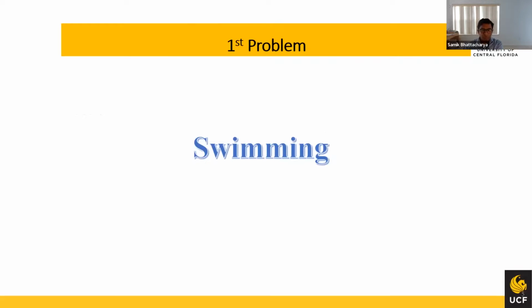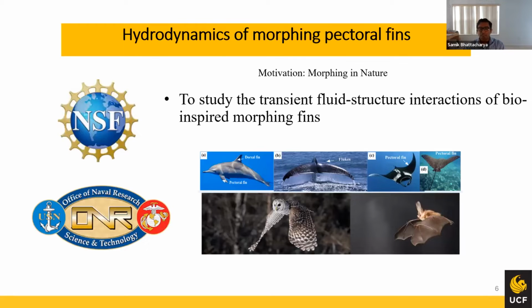The first problem I'm going to talk about is related to swimming. This project started with funding from the Office of Naval Research, and I'm continuing it with my current NSF CAREER grant. Here our focus is to study the transient fluid structure interaction of bio-inspired morphing fins. The motivation, of course, comes from nature. If you look at nature, whether it's the dolphin's dorsal and pectoral fins, or the flukes of a whale, or the manta ray's pectoral fin, none of them are rigid wings, as we see in our commercial aircraft. Even birds do have morphing wings.